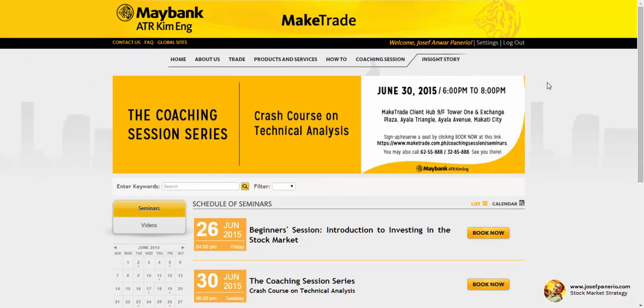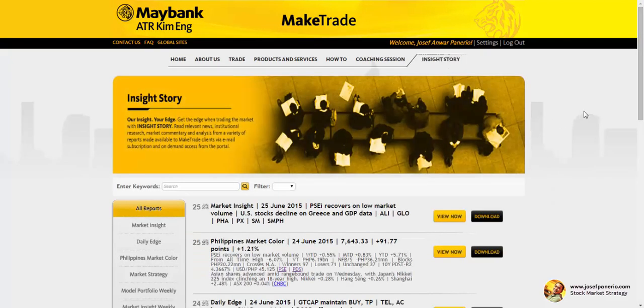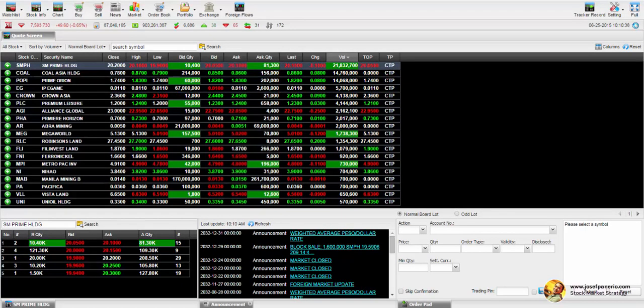And they have the inside story as well. If you have an account in Maketrade, you can access their market research for specific stocks or their outlook for the PSE, the local market. But our focus for today is the online platform of Maketrade.